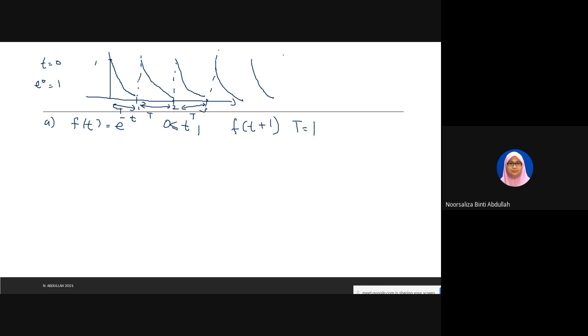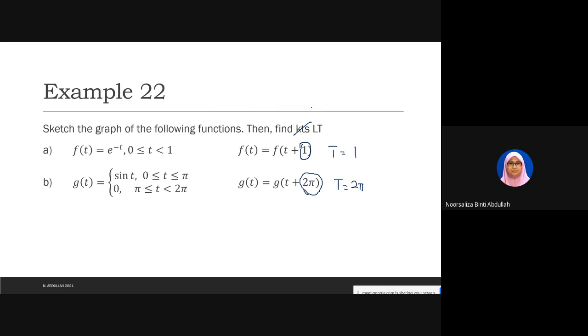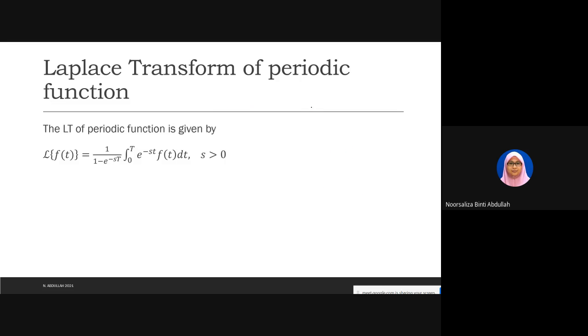Pada t, ini 4, ini 5, ini 6. Faham dia punya period, tempoh masa dia. Tempoh masa sebelum dia ulang semula signal yang sama. Cukup tempoh tu diulang lagi. Faham? So the Laplace for periodic function is this one.